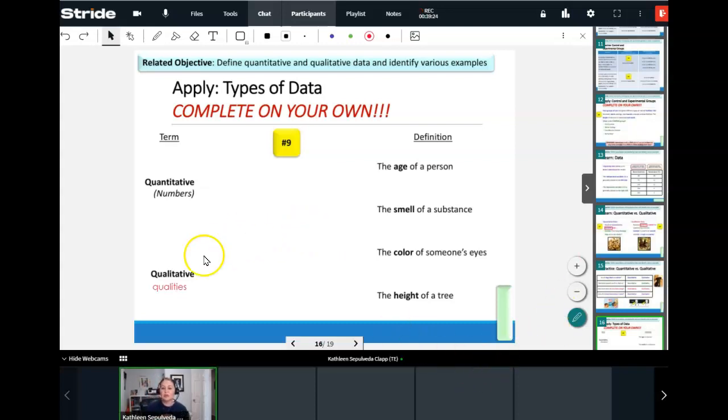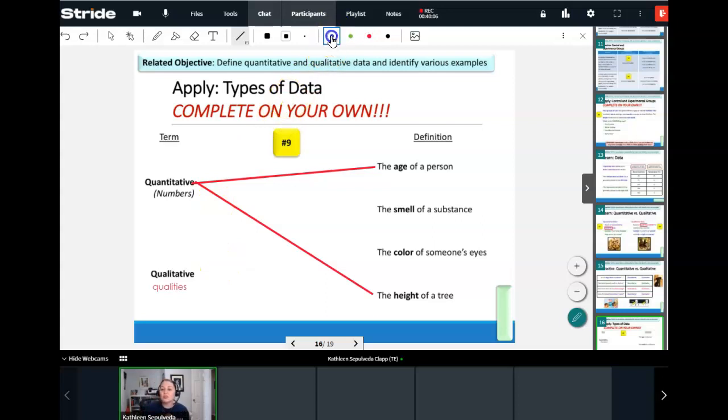All right, let's go through this really fast. If you want to check your answers, you're more than welcome to check your answers with me. So quantitative, remember, is dealing with numbers. The age of a person is dealing with numbers. I'm going to say, I'm 15, I'm 17, I'm 18, I'm 20, I'm 40, whatever. So that is going to be quantitative. The height of a tree is also quantitative data, because I'm going to say that tree is 5 feet, that tree is 6 feet, 8 feet, 20 feet, whatever it may be. If I'm speaking or writing numbers, it's quantitative data.